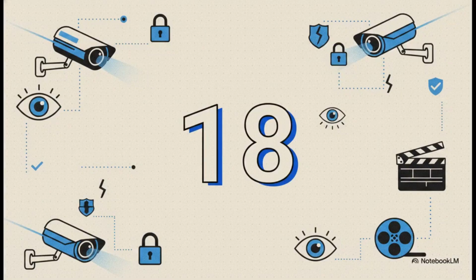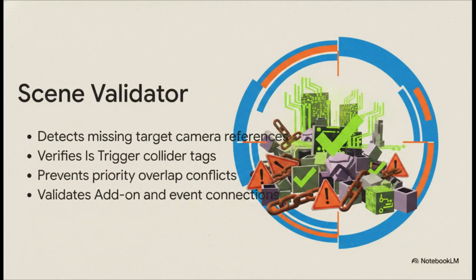Speaking of having fewer headaches, I want you to keep a very specific number in your head: 18. That 18 is the exact number of instant safety checks performed by Vigil's built-in scene validator tool. Think of it as your professional pre-flight checklist. Before you waste an hour compiling a build only to realize you forgot to check an is trigger box on a random collider, this tool scans your entire level. It detects missing target references, it totally prevents overlapping priority conflicts, and it validates all your add-on event connections. It spots the error and lets you fix it with just one click.